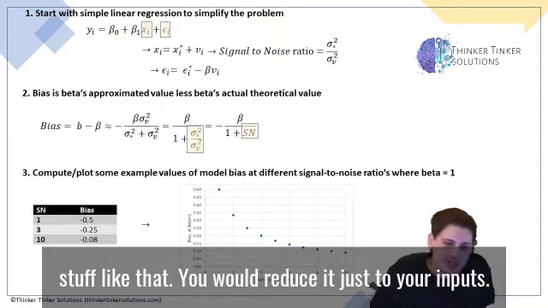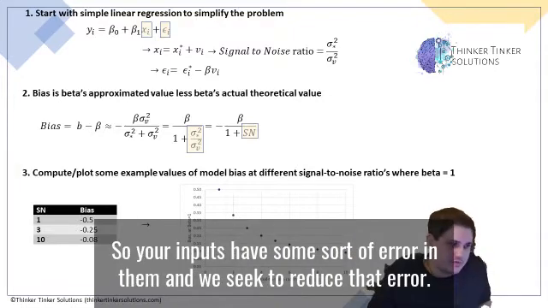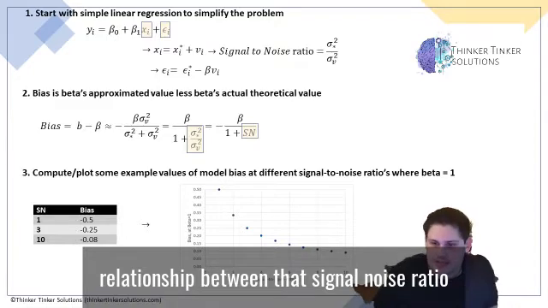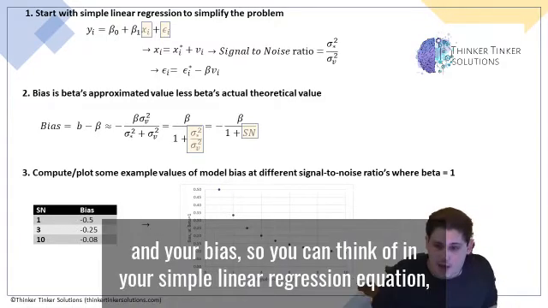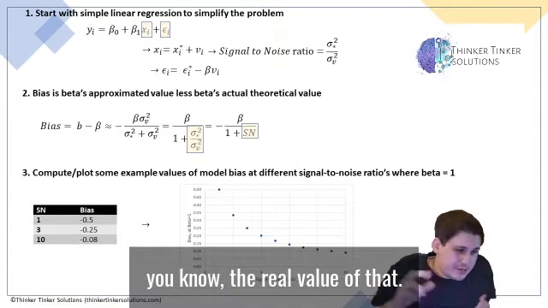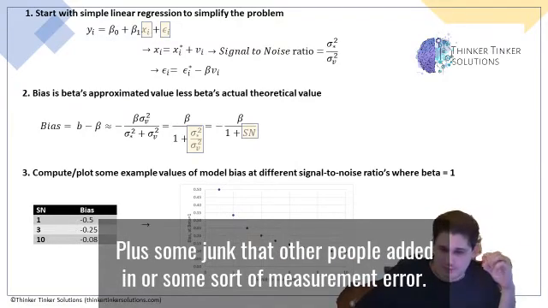You reduce it just to your inputs. So your inputs have some sort of error in them, and we seek to reduce that error. And so the equations I have up here sort of tell you the relationship between that signal to noise ratio and your bias. So you can think of, in your simple linear regression equation, the value of x that you have is the real value of x plus some junk that other people added in, or some sort of measurement error.